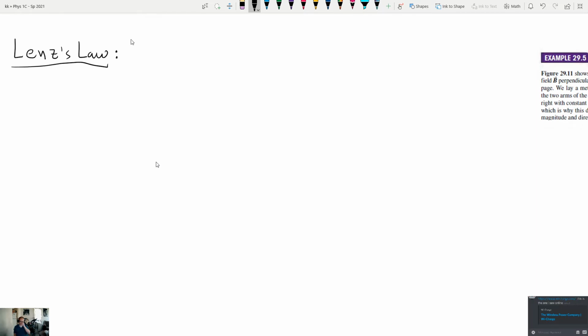Okay, so Lenz's law describes what the negative sign in Faraday's law means. And it basically states that the direction of the induced EMF will be such to oppose the change of magnetic field flux. That's pretty much what it says. Okay, I'm going to write the short version, and then we're going to write the version that's actually easy to understand. So the direction of induced EMF opposes the change in flux.